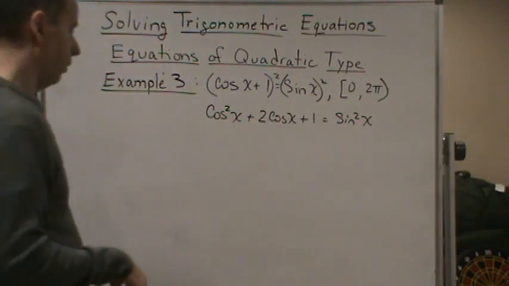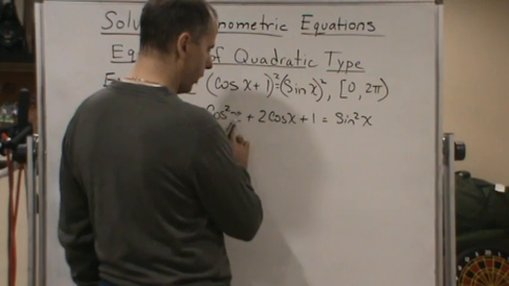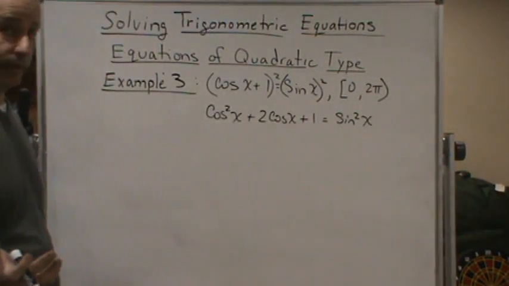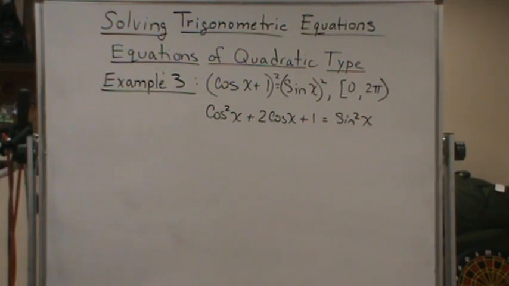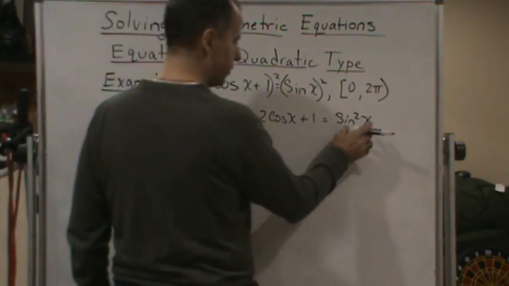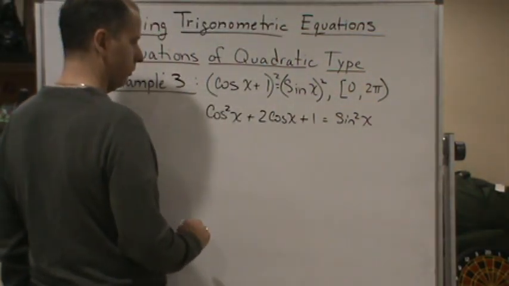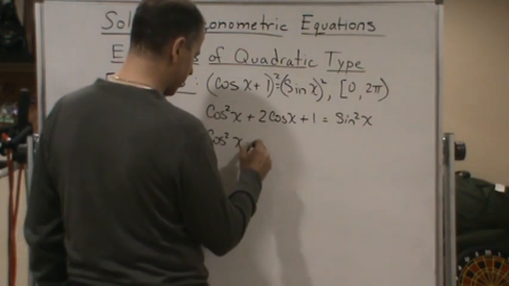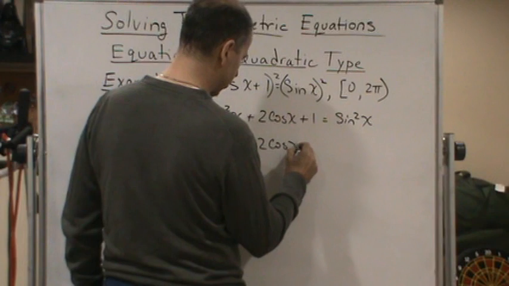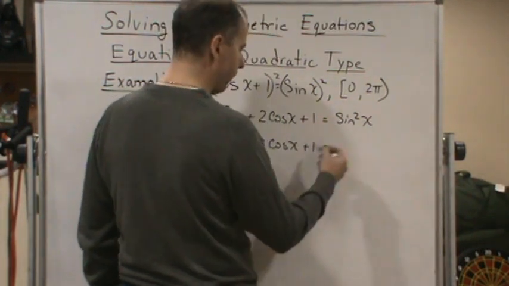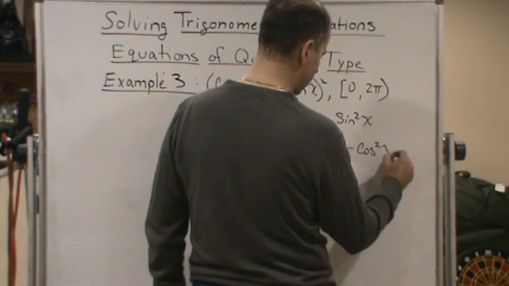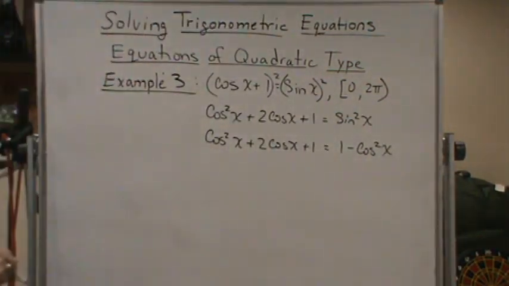Well, one, I got this quadratic over here, and I've got a sine squared x over here, which now I can use the Pythagorean identity to get this in terms of cosine. Okay, so now let's do that. So now it becomes cosine squared x plus 2 cosine x plus 1 is now equal to what? This is going to be 1 minus cosine squared x.